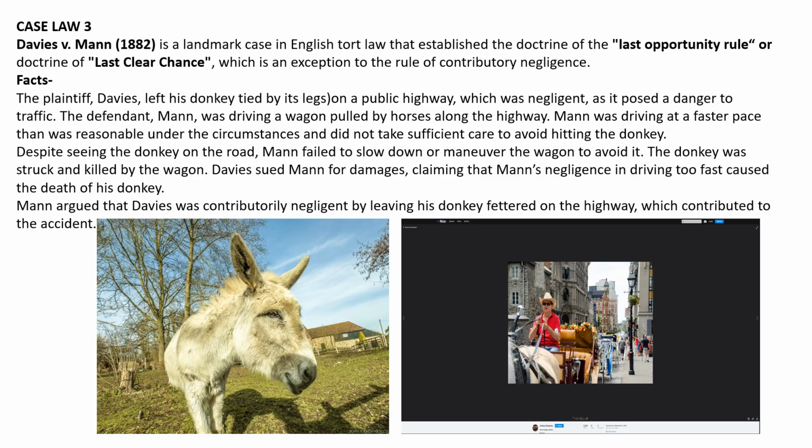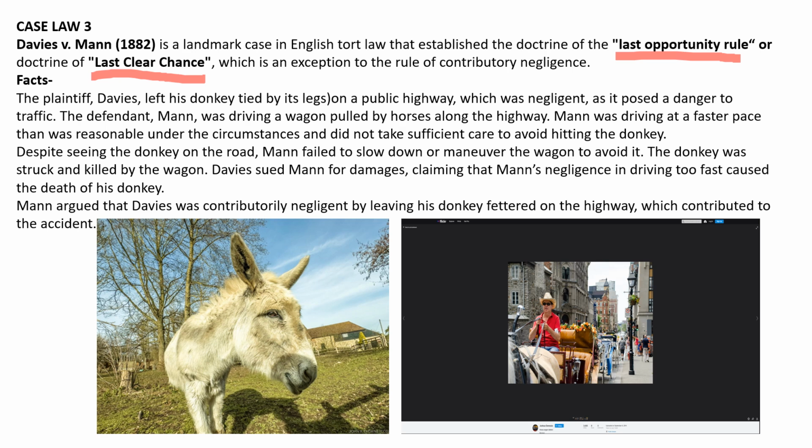Case law 3, Davis versus Mann. It is a landmark case in English tort law that established the doctrine of last opportunity rule or last clear chance. The doctrine of last clear chance, also called the last opportunity rule, is an exception to the rule of contributory negligence.